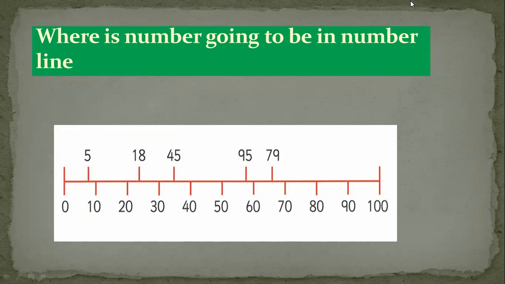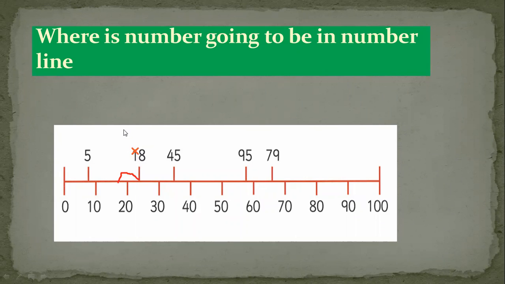Okay, which is not correct. Why is it not correct? First of all, number 18. 18 is less than 20. It means it will come before 20. So the place of 18 is going to be here somewhere. Here it is wrong. The place of 18 here is wrong. It will be before 20.